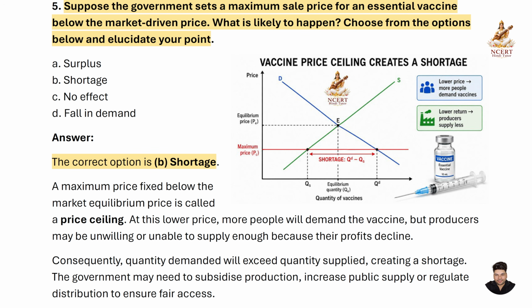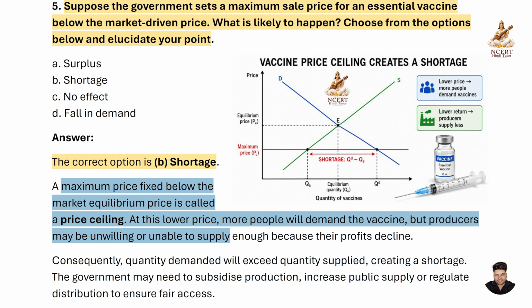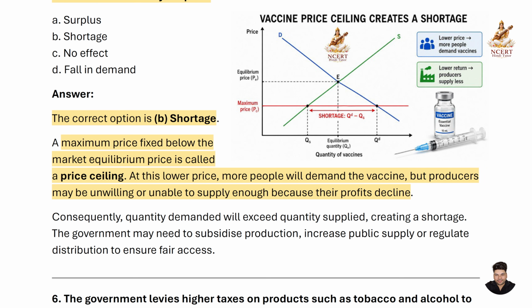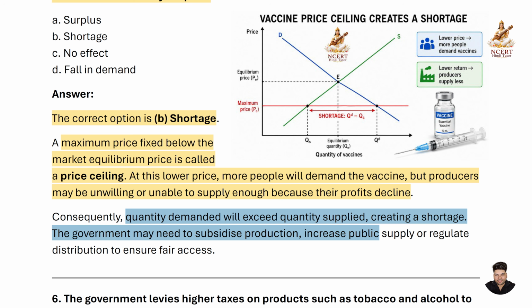Shortage. A maximum price fixed below the market equilibrium price is called a price ceiling. At this lower price, more people will demand the vaccine, but producers may be unwilling or unable to supply enough because their profits decline. Consequently, quantity demanded will exceed quantity supplied, creating a shortage. The government may need to subsidize production, increase public supply, or regulate distribution to ensure fair access.